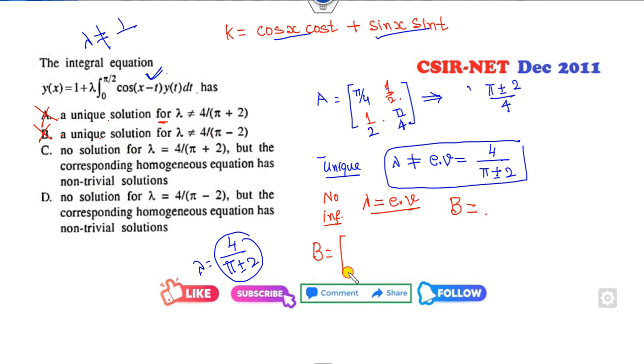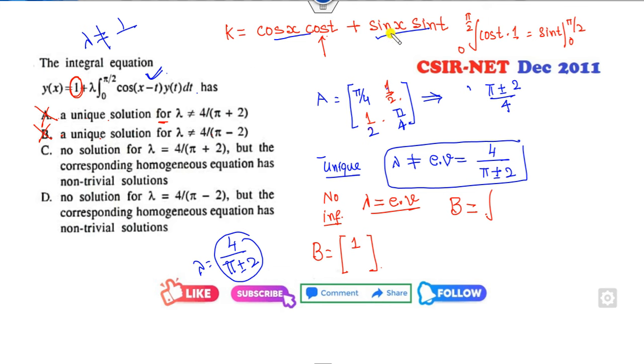So it has two values. The first value will be k of t times f, where f is 1. What is the integration of cos t times f from 0 to pi by 2? It will be sine of t from 0 to pi over 2. That is 1. The first value will be 1.